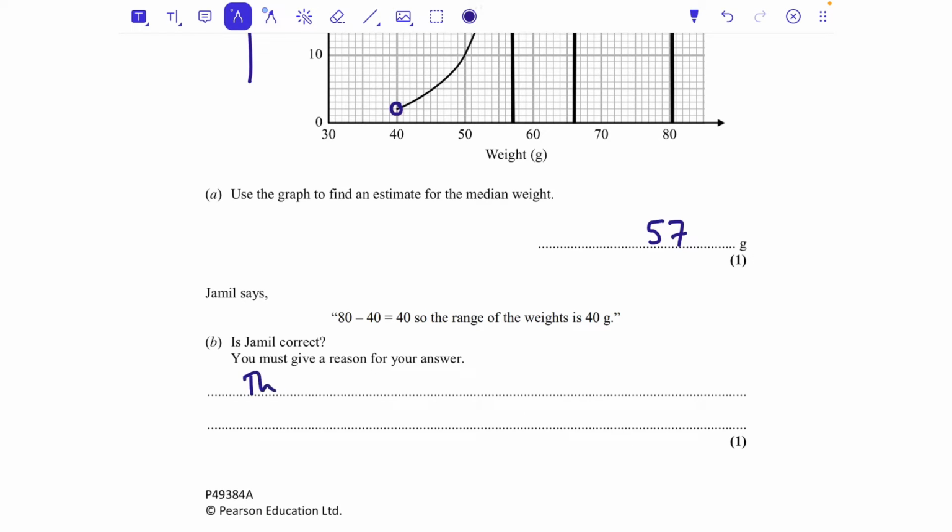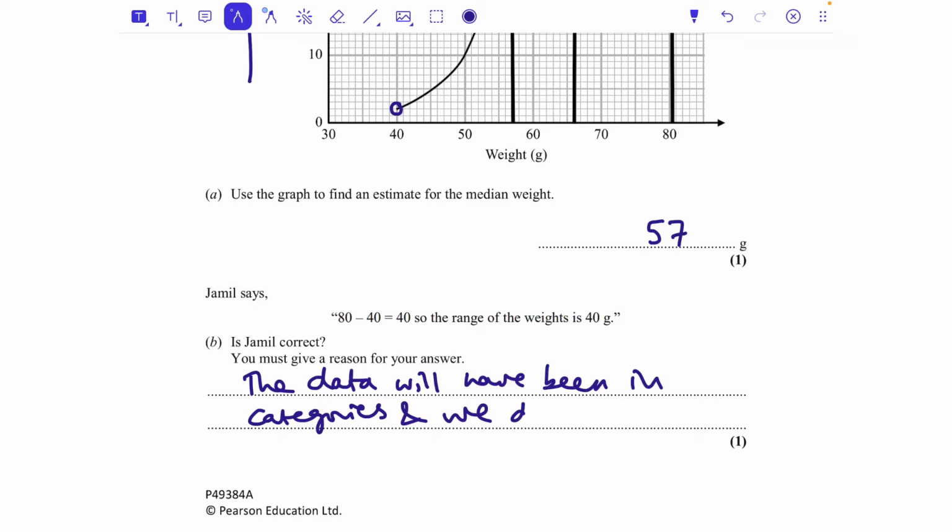So the data will have been in categories, and we don't have the original data.